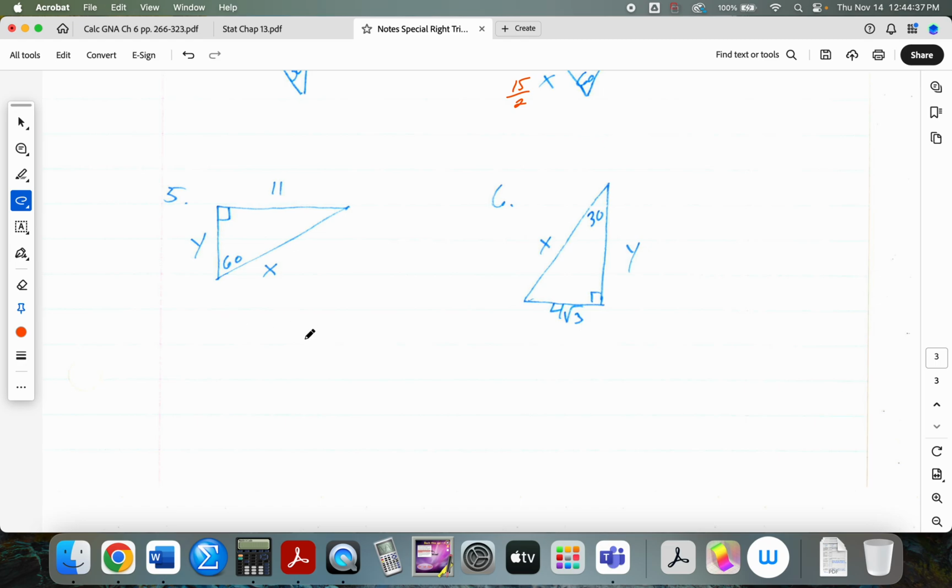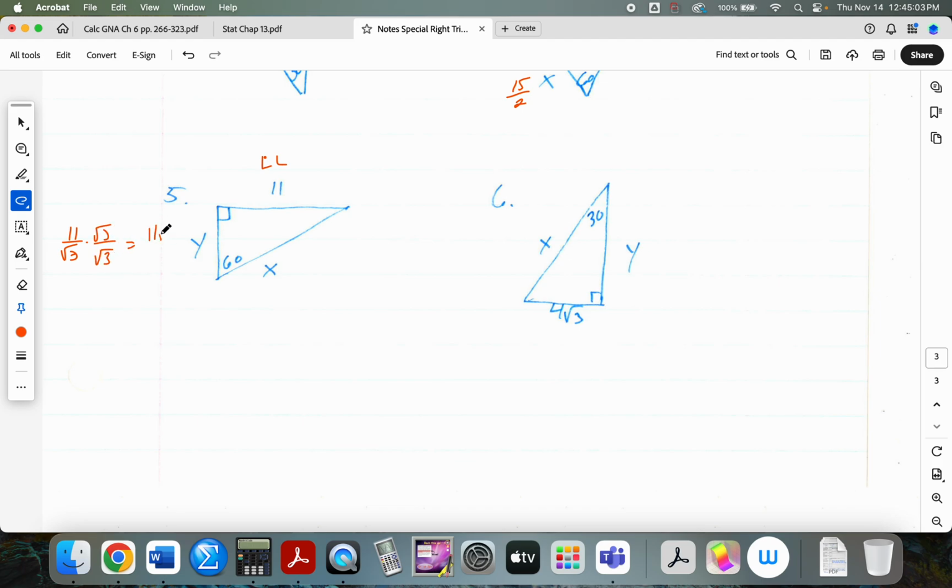All right, so for this one, which side do we have? The long side. Be careful, not the long side. The long side's the hypotenuse. We've got the long leg. What do we do to it to get the short leg? Divide by the square root of 3. So we'll rationalize that.